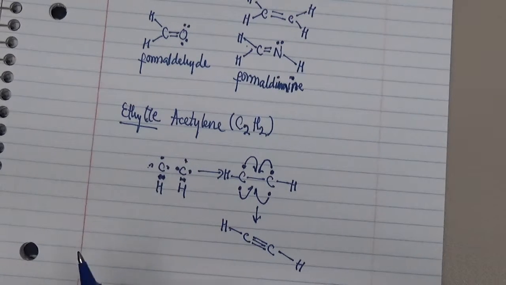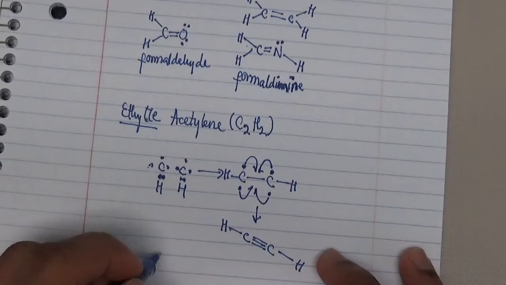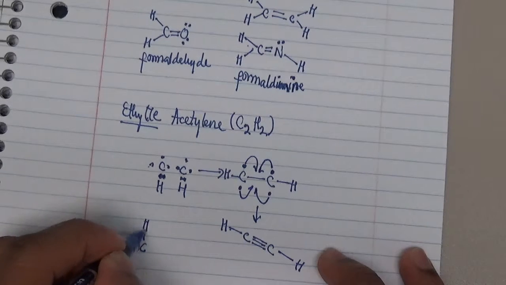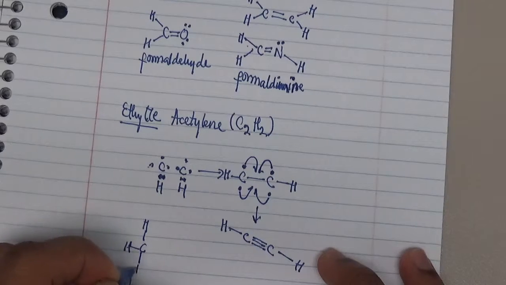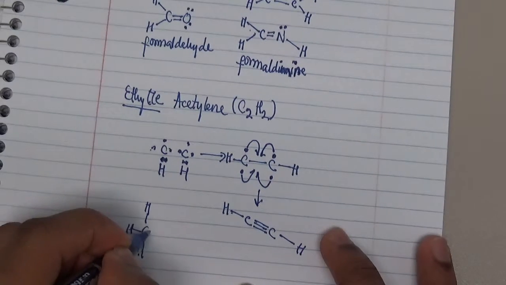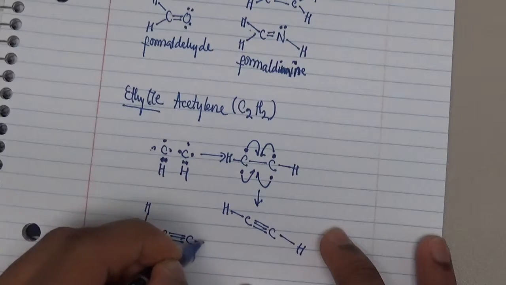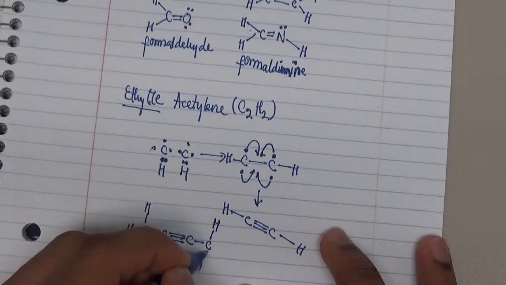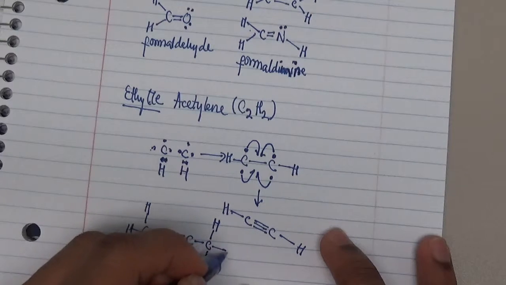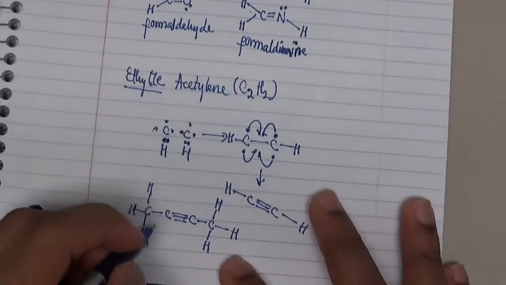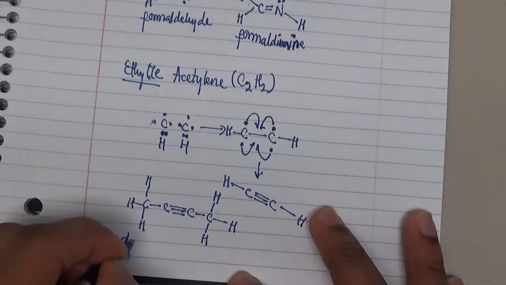A couple of examples of this include dimethylacetylene. Di means you have 2 methyl groups attached to the 2 triple-bonded carbons, which is that over here. So this is called dimethylacetylene.